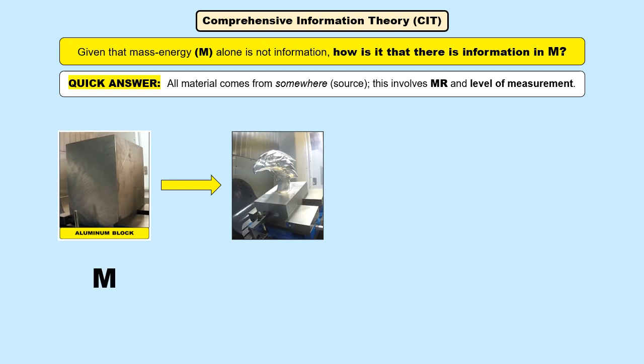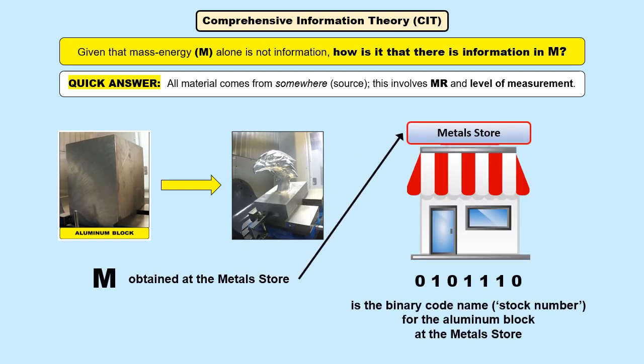That material, M, may have been obtained simply by providing the number 0101110 to the metal store. That number is the binary code name for a solid block of aluminum having the desired dimensions. That number has 7 bits and, therefore, the material, M, contains 7 bits of information at the level of the metal store. In other words, 7-bit code reproduces the aluminum block at that store.